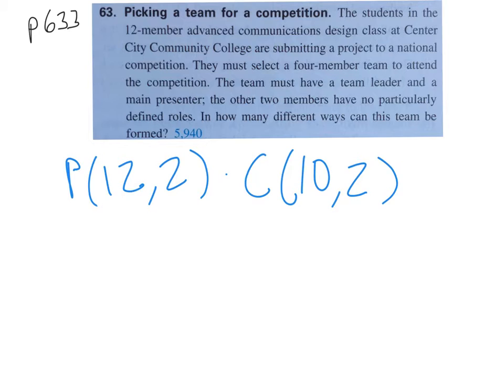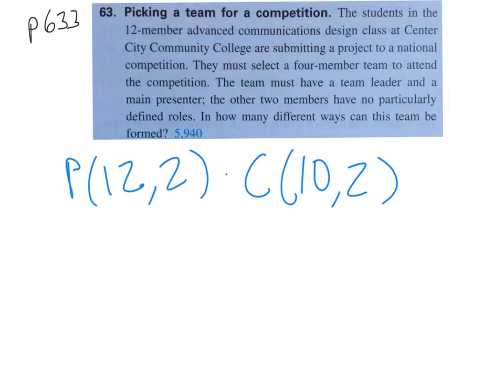We're doing combinations this time because they have no particularly defined roles. That means the order doesn't matter. So we're doing combinations, 10 left, and we have to choose 2 more. Right? And we're multiplying these together by the fundamental counting principle. The number of ways we can choose our team leader and main presenter, the number of ways we can choose our other 2 team members.